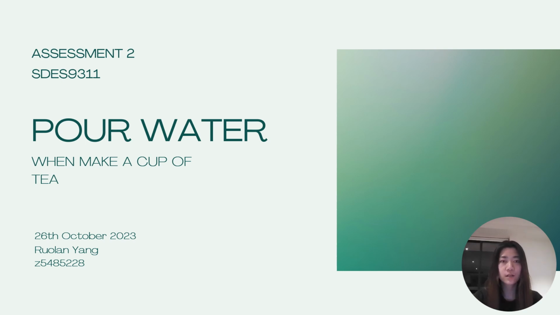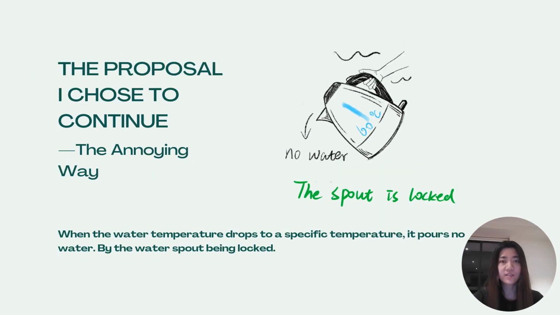Today I'm going to talk about my work for Assessment 2. In Assessment 1, I chose the household activity of making a cup of tea. After splitting this complex activity, I chose the activity of pouring water. Regarding this activity, I made three proposals: the efficient way, the playful way, and the annoying way. Finally, I chose the annoying way to continue.